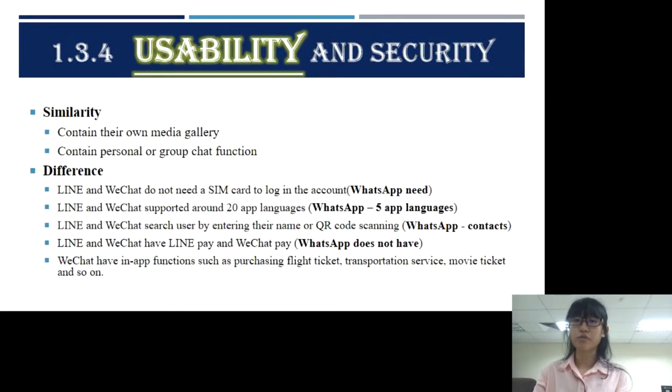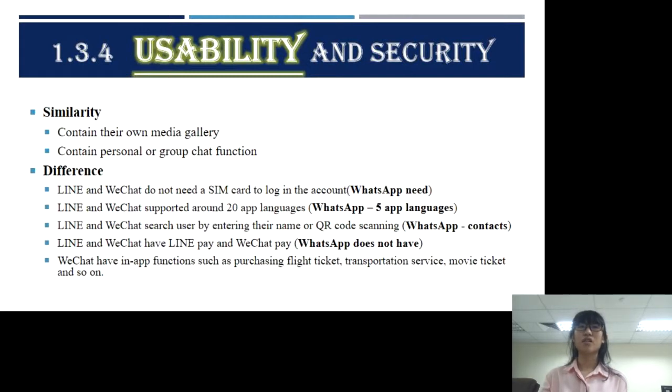Now we will continue with the usability and security parts of our presentation. In general, WeChat, WhatsApp, and Line are mainly known for social media communication. The standard features in these applications are free of charge, and only some items are chargeable. From the findings, we found that WeChat seems to have greater popularity compared to WhatsApp and Line.